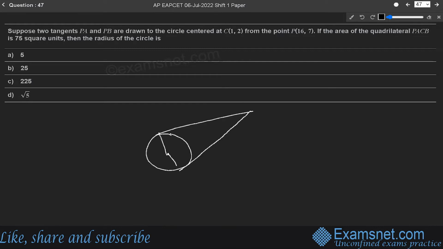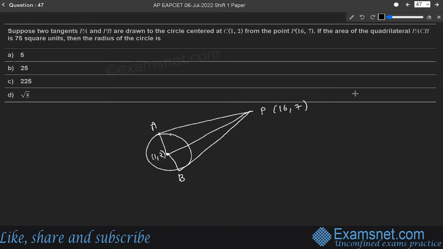Let us join it by the center. Let this point be A and let this point be B and let this point be P. So the center here is (1, 2). We have to find the radius. So let us join the center with P. The coordinates of P are (16, 7) and the center is (1, 2).